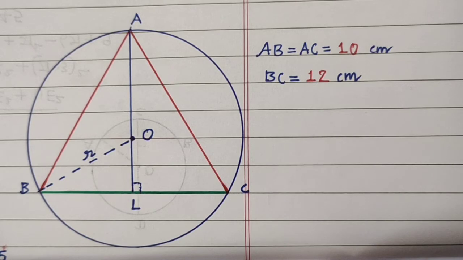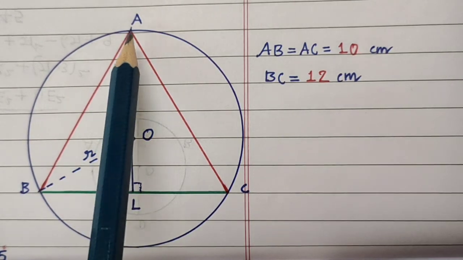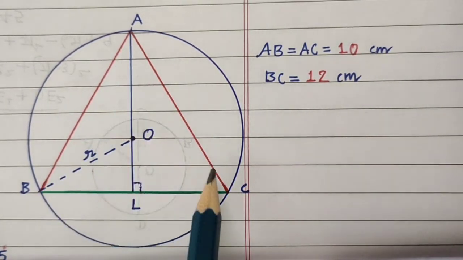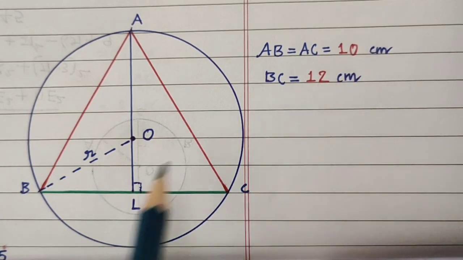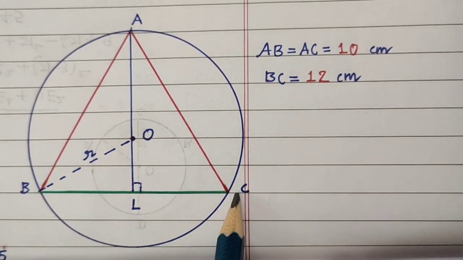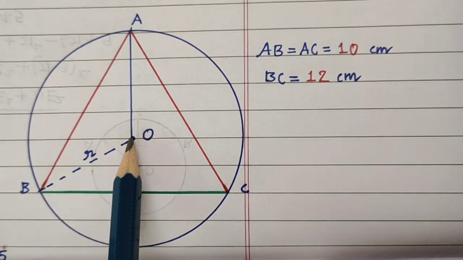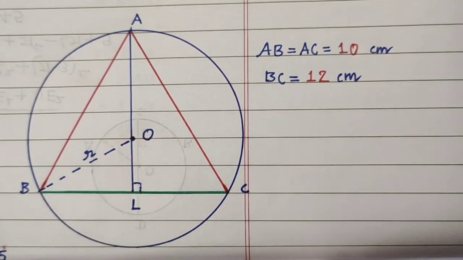Triangle ABC with AB equal to AC equal to 10 centimeters and BC equal to 12 centimeters has been inscribed in a circle. Find the radius of the circle. They have given AB equal to AC equal to 10 centimeters, and BC as 12 centimeters. So we need to find the radius of the circle.